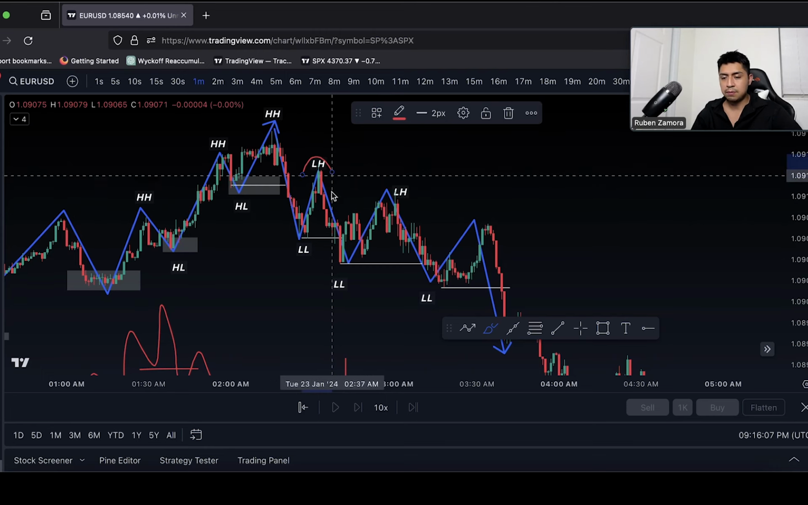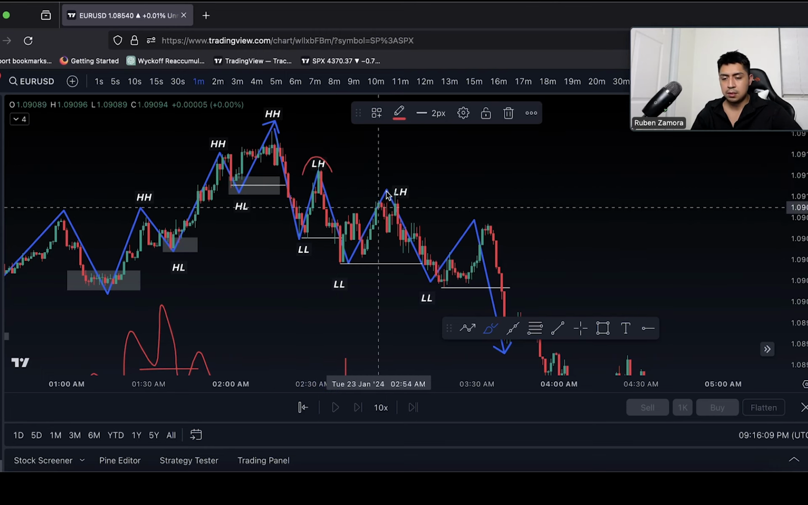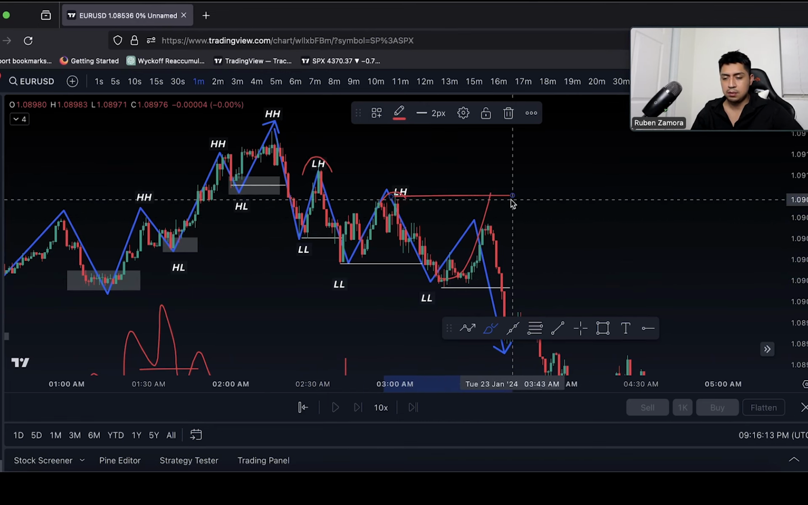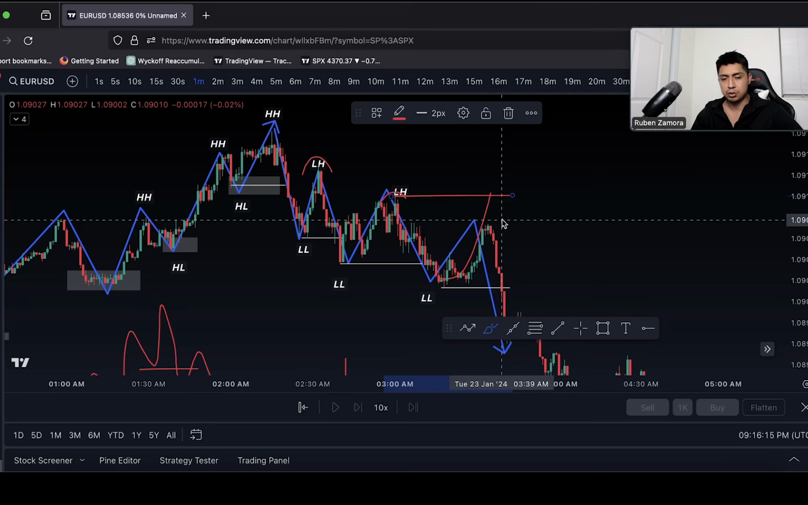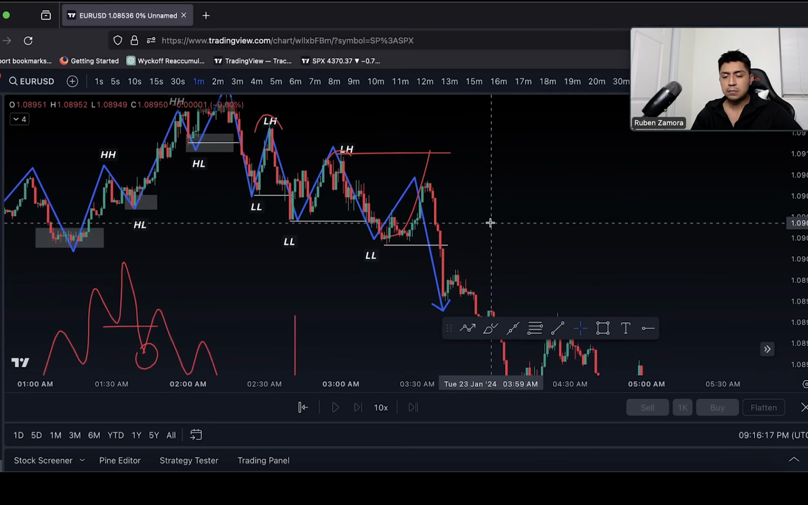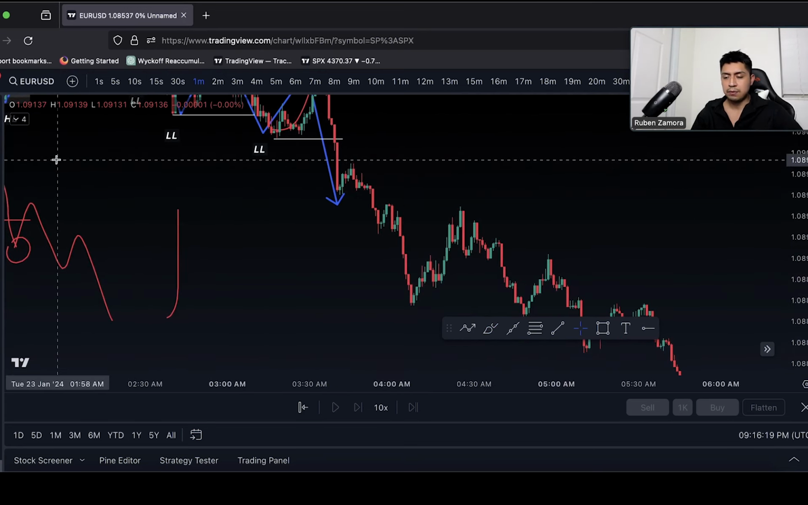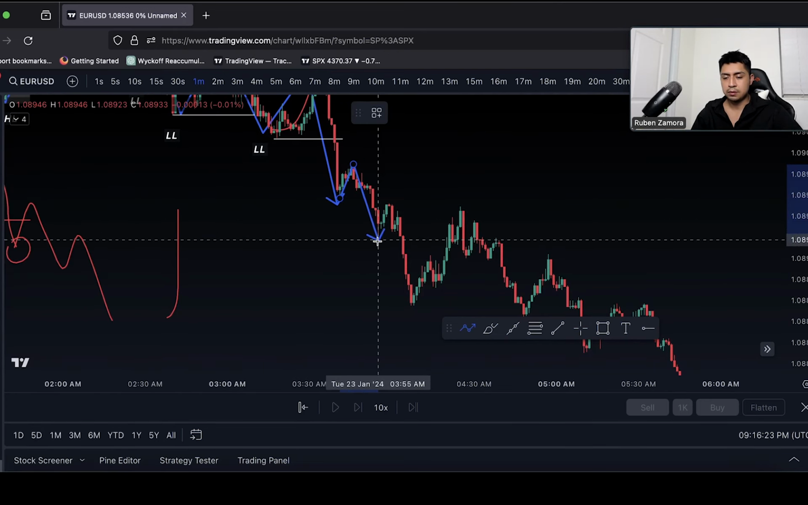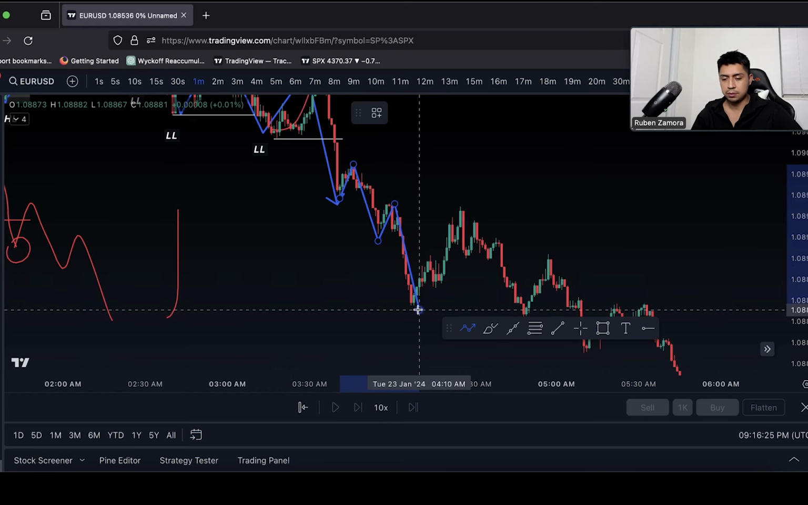Did price ever break above here? No, it didn't. It made a new lower high, new lower low. Did price come right back up in here? No, it didn't. And it still held that downtrend. So let's continue. Now we have a continuation right back down: lower low, lower high, lower low, lower high, lower low.